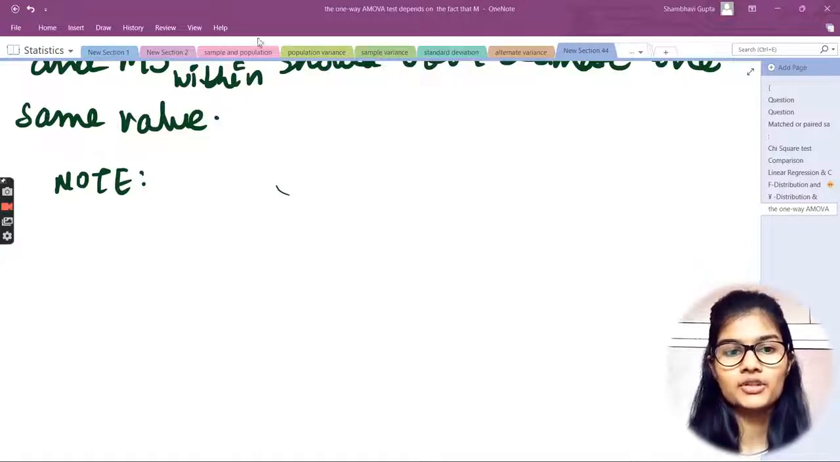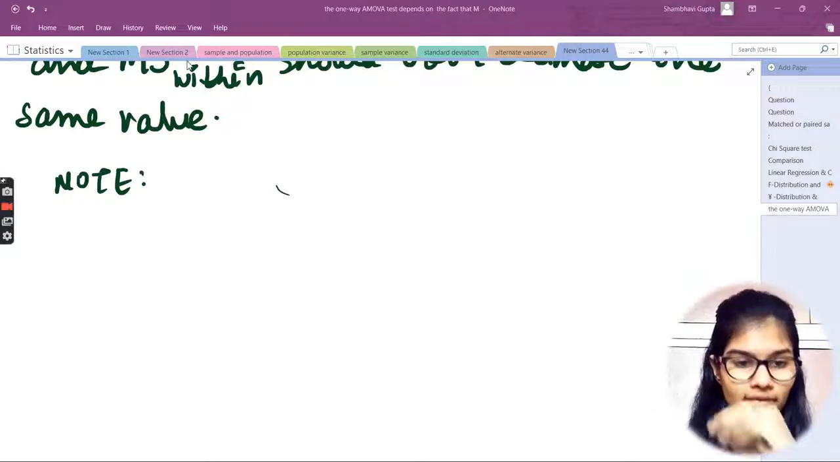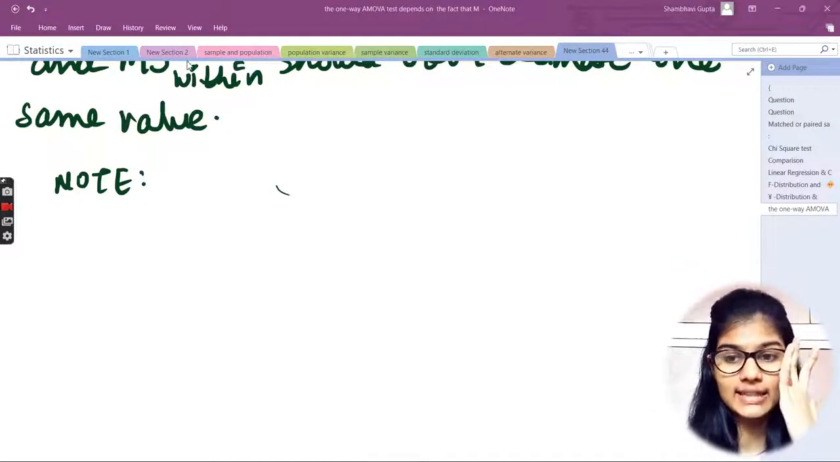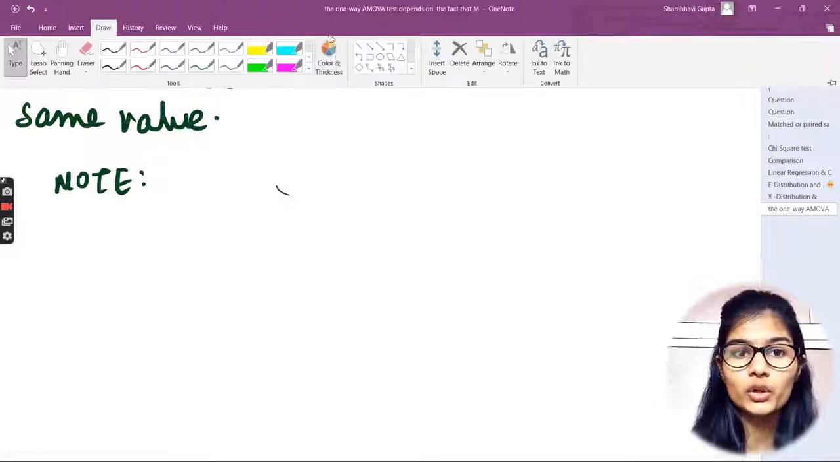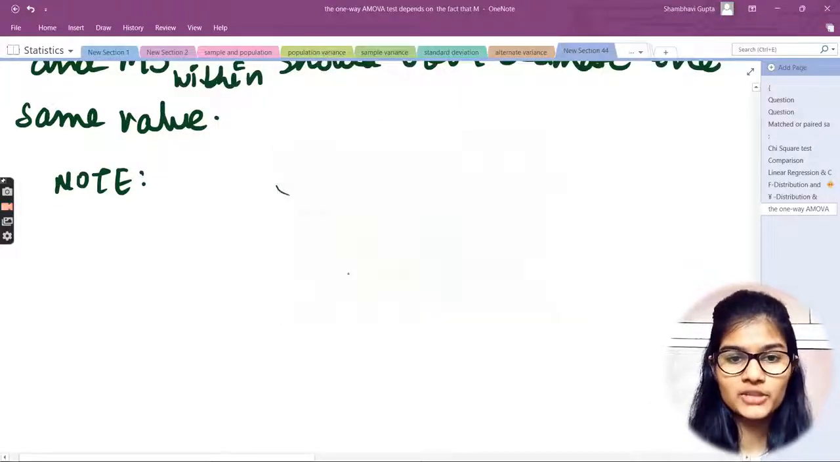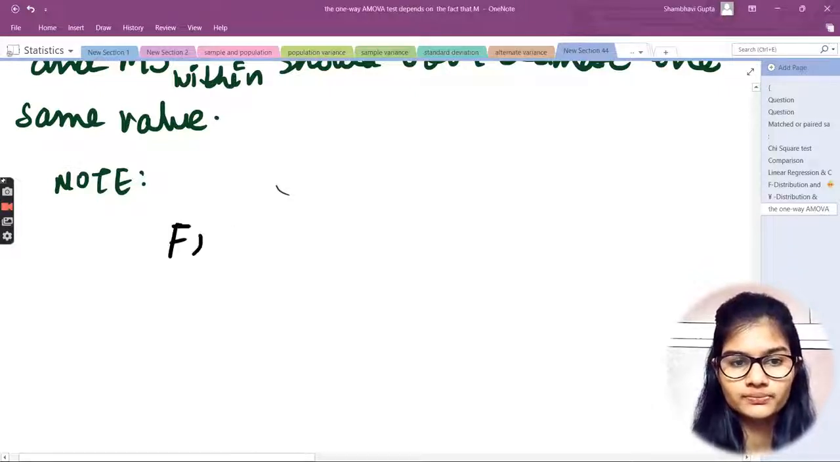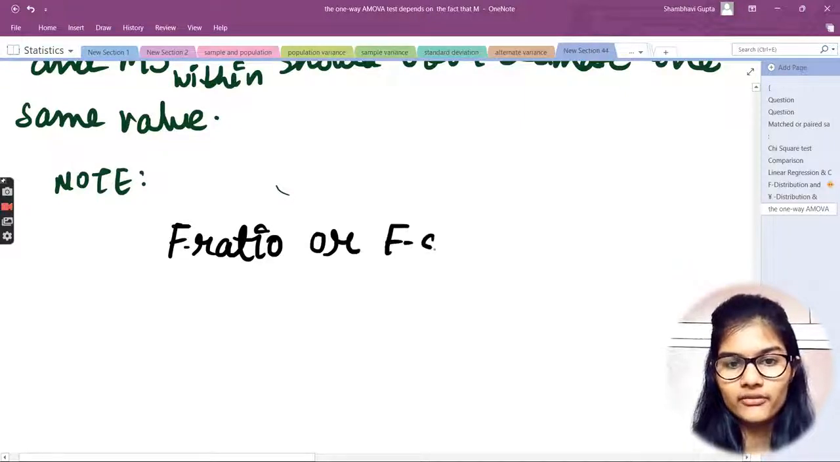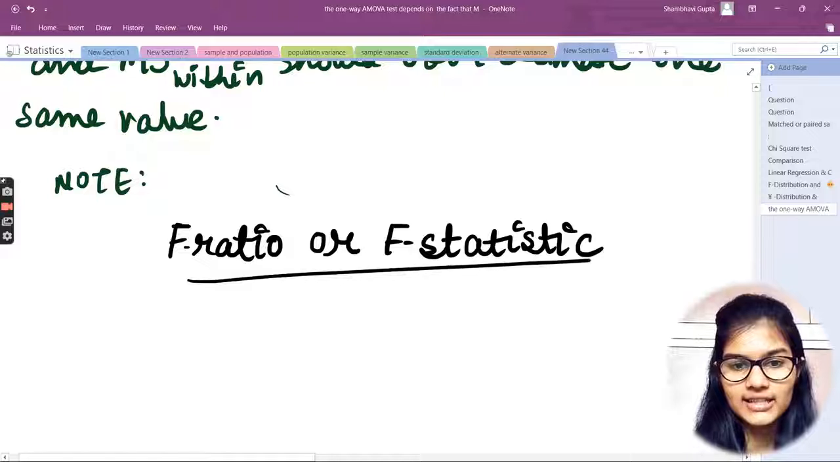So fine. Now today we are going to discuss the F ratio or the F statistic, what these two terms are and what they actually mean. I will put the heading right here: the heading is F ratio, or basically the F statistic. Now let me come down right here.